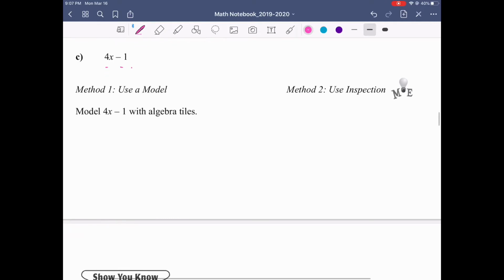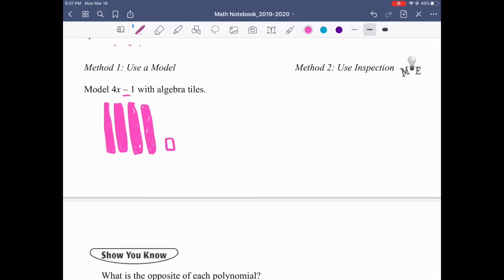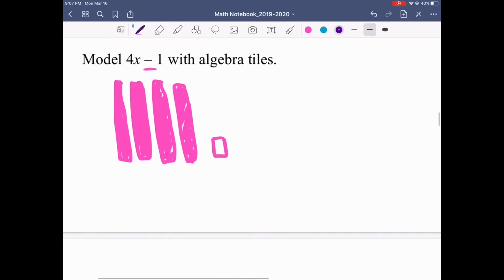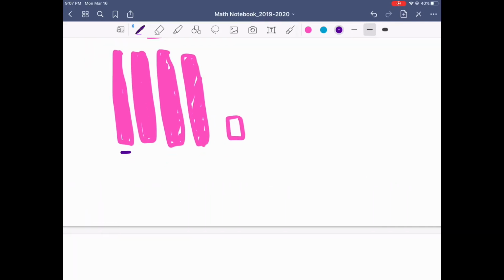Method 1, use a model. Okay, so I'm going to draw it with algebra tiles. So we have 4 x's that are filled in because they're positive. 1, 2, 3, and 4. And then we have negative 1, which is just a 1 square tile. So to find what the opposite is, we need to draw out however many we would need to make a zero pair. So what would cancel out these positive 4? Well, negative 4 x's.